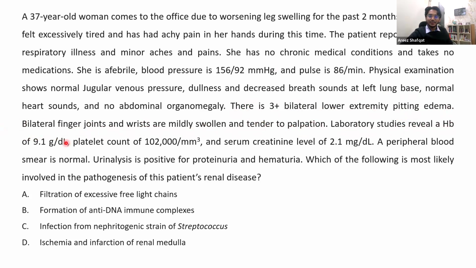Laboratory studies reveal anemia, thrombocytopenia, and a rise in serum creatinine because of the decrease in GFR because of nephritic syndrome. A peripheral blood smear is normal. Urinalysis is positive for proteinuria and hematuria. Which of the following is most likely involved in the pathogenesis of this patient's renal condition?